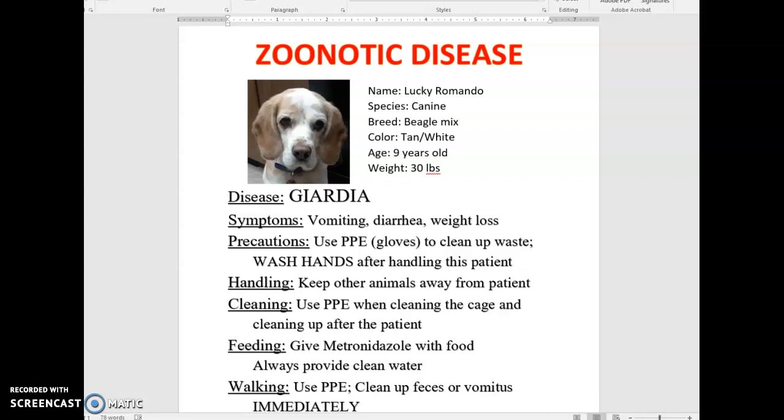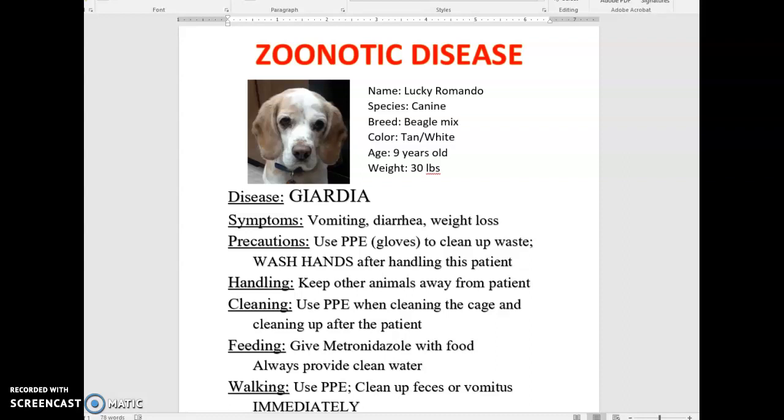Cleaning: use PPE when cleaning the cage and cleaning up the patient. So it's definitely protecting ourselves, but we also need to do proper cleaning protocols like contact time, right? Washing all the bedding that this animal has slept on thoroughly so that we're not transmitting more disease to the next patient. Feeding: obviously this animal is probably on medication, so it looks like it's giving metronidazole with food. Always providing clean water. And then walking: using PPE while you're walking, cleaning up the feces or vomitus immediately after it happens, disinfecting that area.